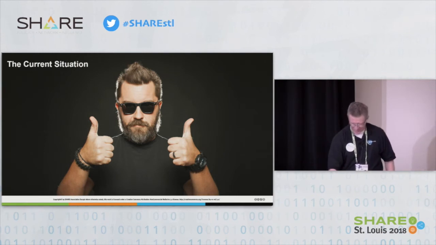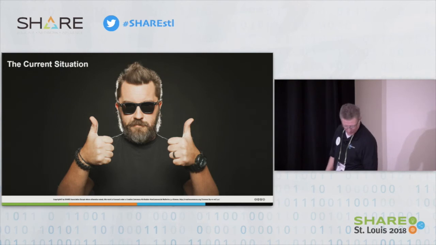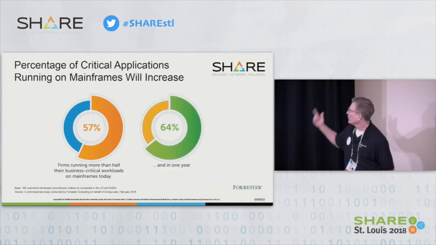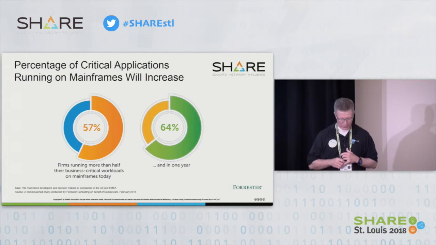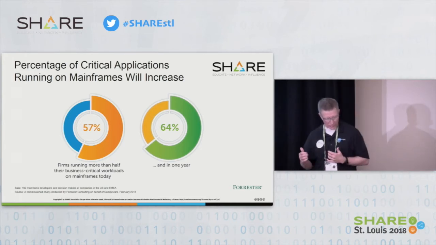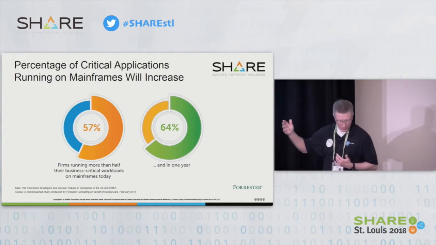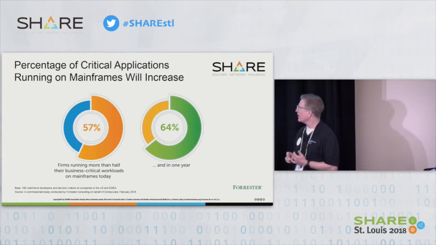But let's take a look at some of the more interesting statistics from the actual survey that we did. Percentage of critical apps running on mainframes will increase. 57% said that they're running business critical applications on the mainframe, and 64% said that they'll be running critical business applications in a year. So we're putting more emphasis on the mainframe and not just treating it as a stable platform. It's growing.